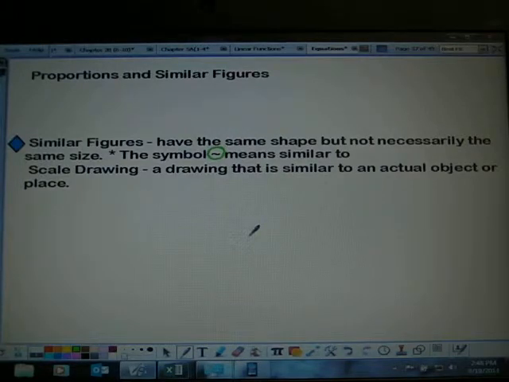A scale drawing is a drawing that is similar to an actual object or place. Now, a scale drawing is similar to your similar figures. The scale drawing is a two-dimensional drawing representing something that's out there in real space. Similar figures are more your three-dimensional.